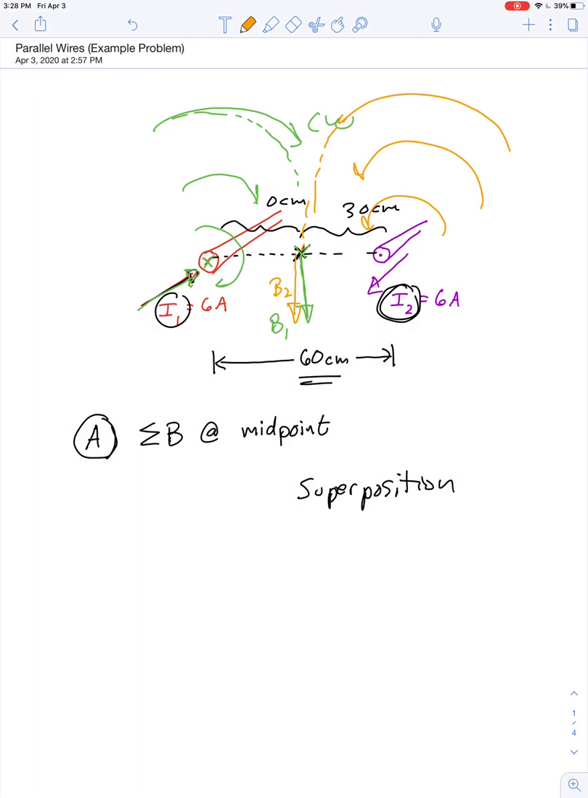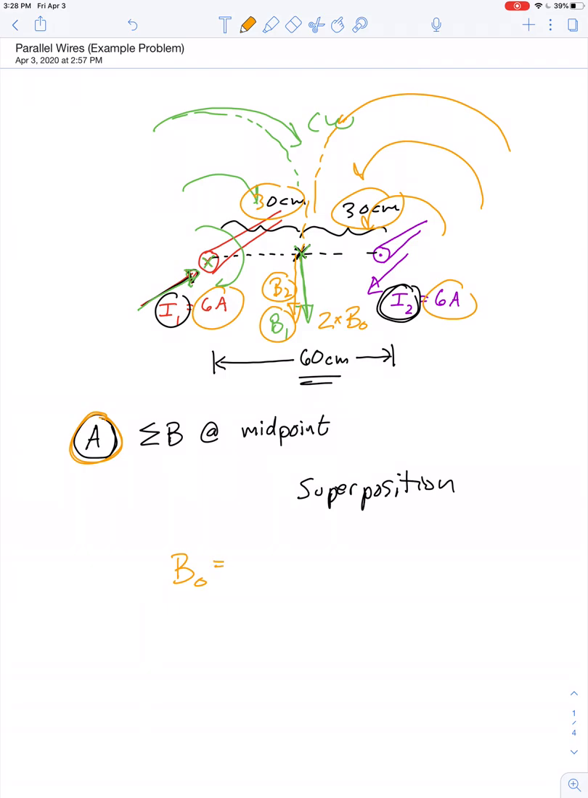And so because of the symmetry of this problem, it's the same current in each case, it's the same distance to the midpoint in each case, then the value of B1 and the value of B2 are equal, and so we can just call it 2 times B naught. So let's figure out what the value of B naught is, and then we'll double it to get our answer to part A.